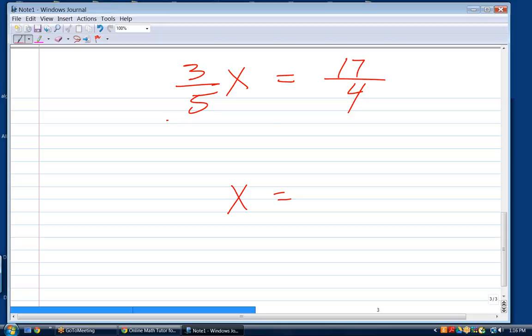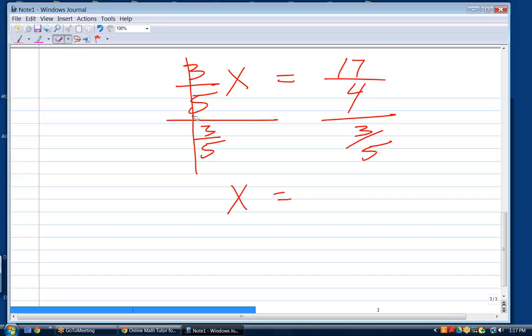You're correct, I'm going to divide by 3/5. That's going to get rid of the 3/5, and I'm going to divide this by 3/5. But when you divide by a fraction, what are you really going to do? You're going to multiply by the reciprocal, right? Even if I do it this way, that's going to cancel. And then how do I divide 17/4 by 3/5? I multiply it by 5/3 instead. Remember, when you're dividing by a fraction, you flip it over and multiply.